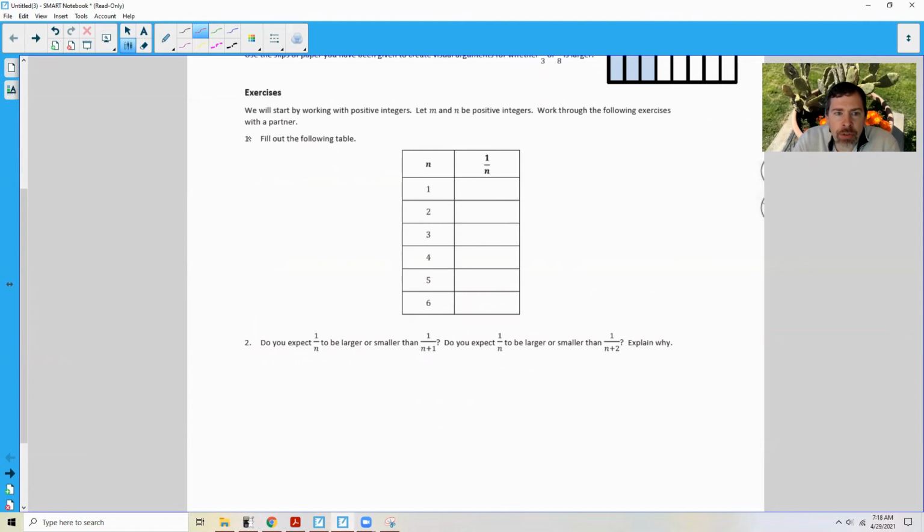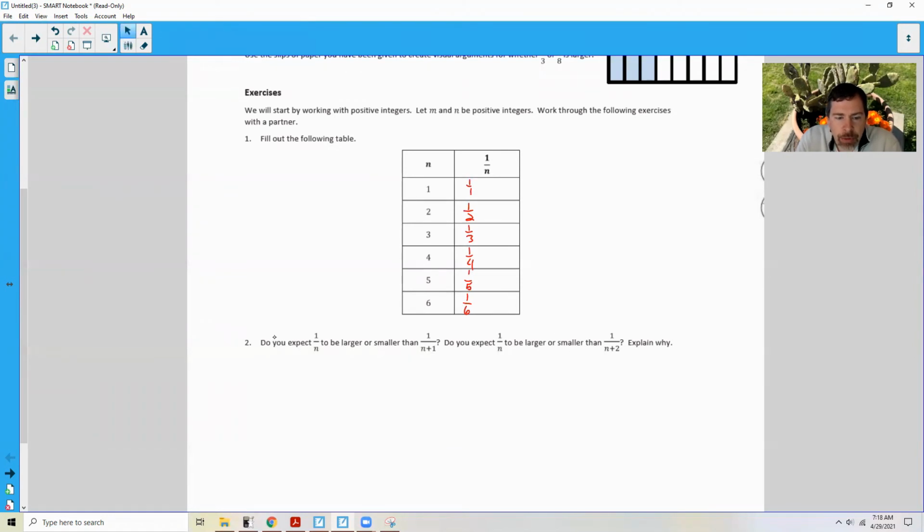Work through the following exercises with a partner. It says, fill out the following table. Here's n. What would 1 over n be? So 1 over n is obviously 1 over 1 because n is 1. These are all going to be 1 over what's in the column to my left. So this is 1 over 2 or 1/2, and this is 1 over 3 or 1/3, and this is 1 over 4 or 1/4, and this is 1/5 or 1 over 5, and this is 1 over 6. Okay, so there it is.